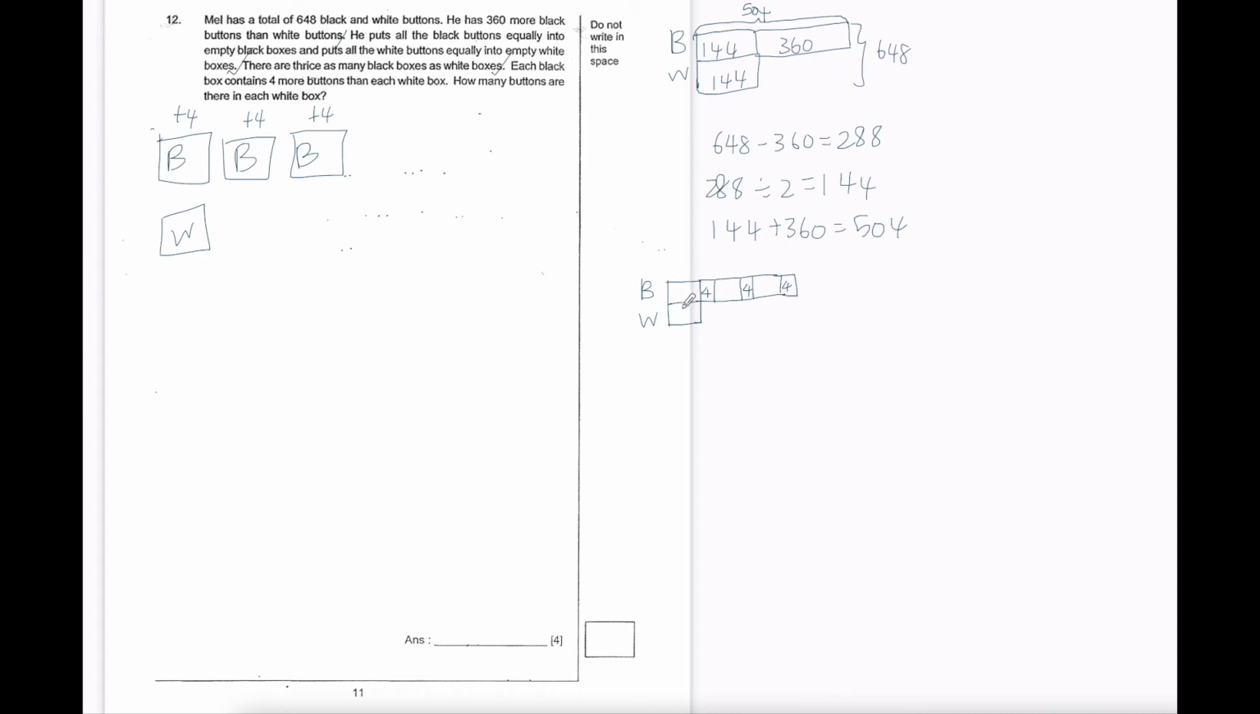Okay, so what's the difference? The difference is actually 360, right? Because there are 360 more black buttons. But this is incomplete because we don't know the number of boxes. Right now it's 1 white box and 3 black boxes. Okay, so let's continue.